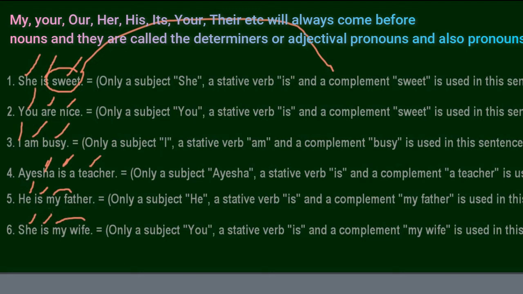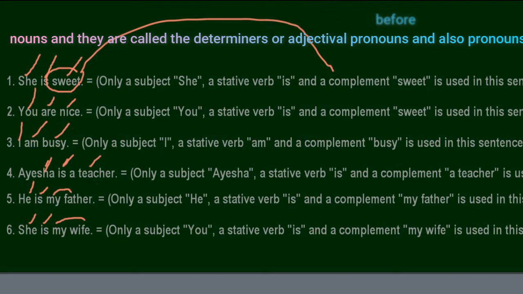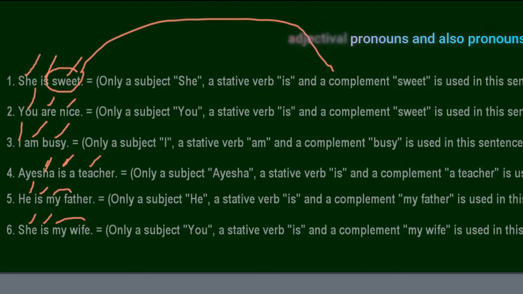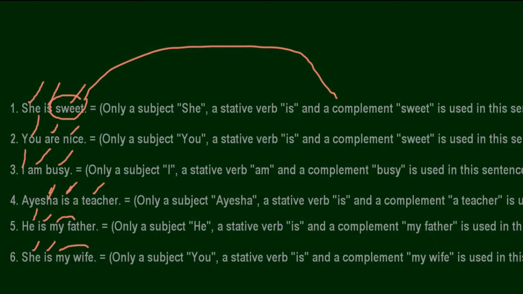This is a complement sentence. I hope it is clear because the complement is made up of either an adjective, or a noun, teacher, or both: my father, or my teacher, or my wife, or beautiful wife, etc. So these are all complement sentences because they are completing the sentences. I hope it is clear.